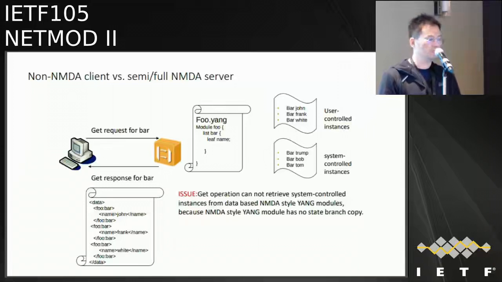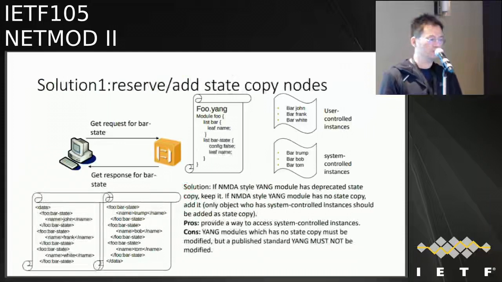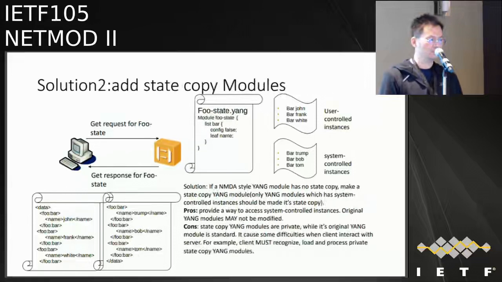We propose three different solutions. The first one is that we can add the state copy node in the NMDA YANG data model. But I think this is not a good approach because we already moved toward the NMDA. If we add it back, it seems not reasonable. But this is one solution, where using the traditional get operation, we can get the system-generated data.